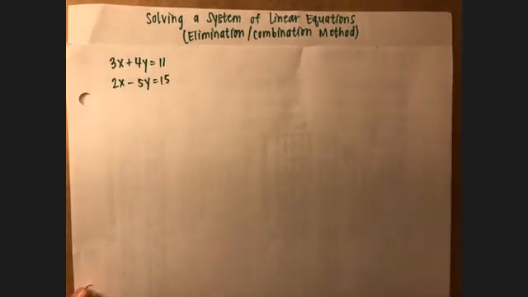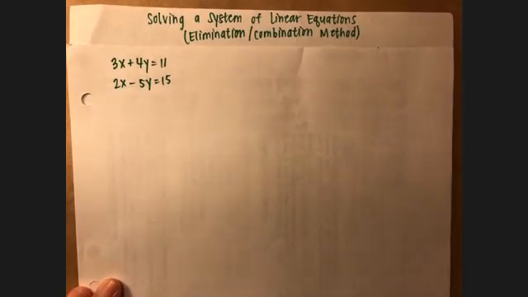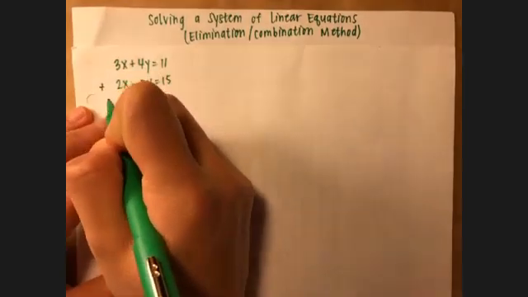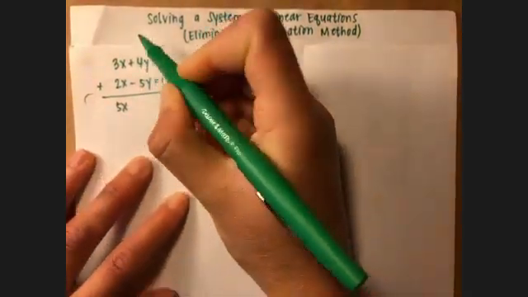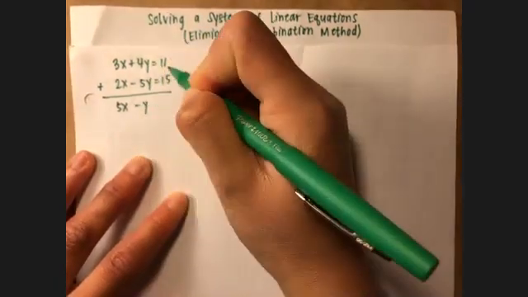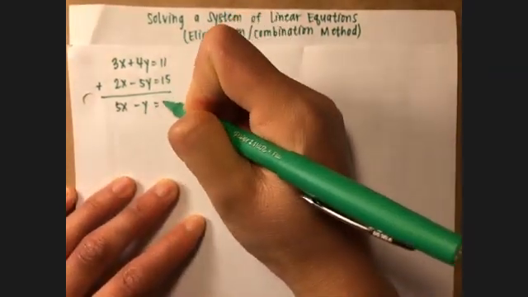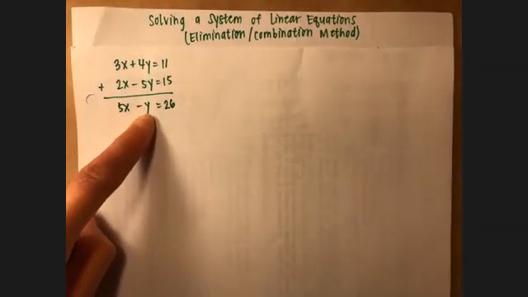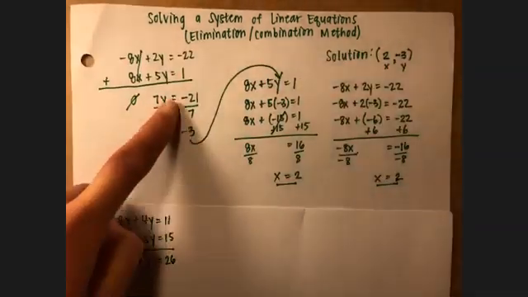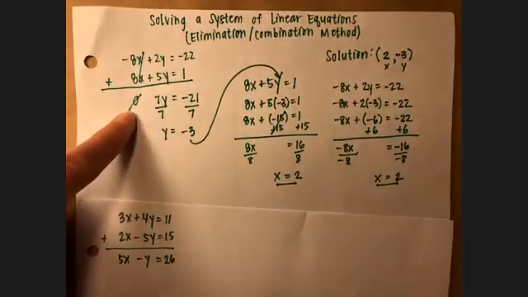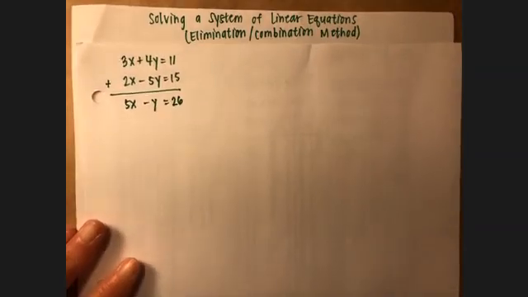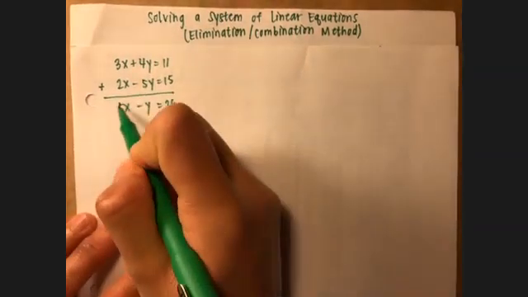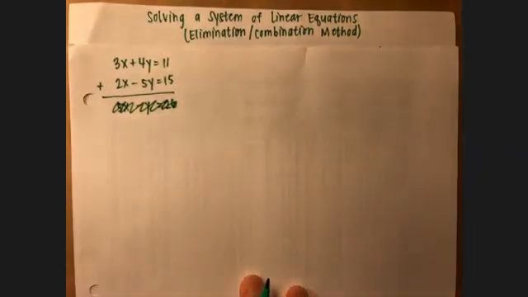3x plus 4y equals 11, and 2x minus 5y equals 15. Notice that if I add these two equations together, it's going to be 5x minus y equals 11 plus 15 is 26. Notice that I still have an x and I still have a y. This is different than this example here where the x's were gone. So I can't just add them because I still have an x and y. So I'm not going to do that.